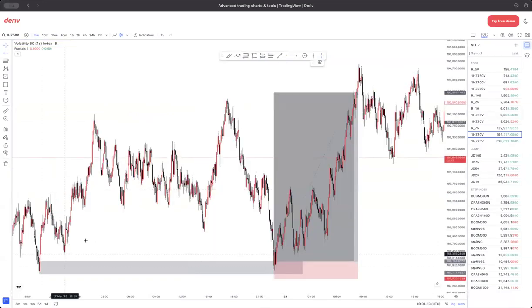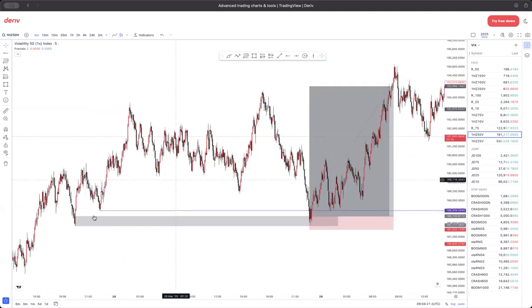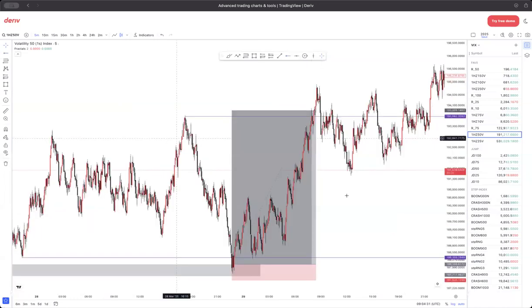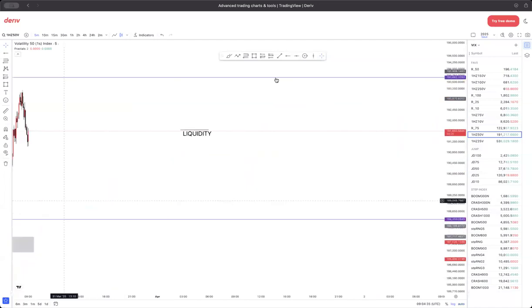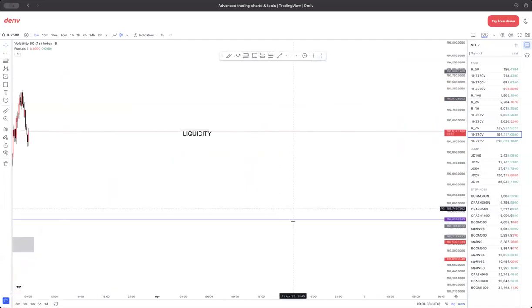And what does price do? Price comes, takes out structural liquidity. It comes to our POI, gives us a confirmation entry and hits the next liquidity here, which is this high. Before I even give you guys any examples, let's do the theory part first.